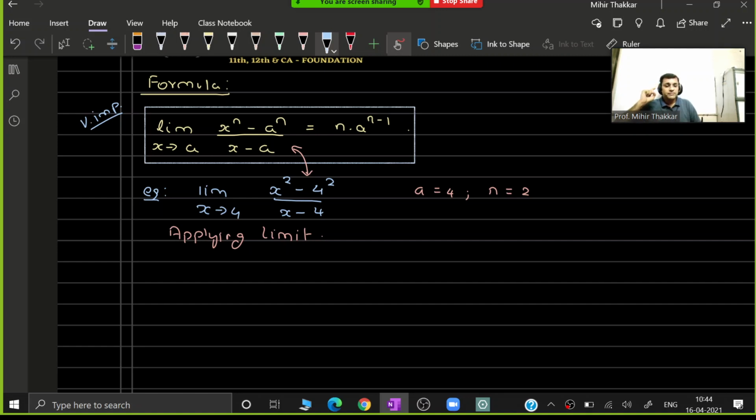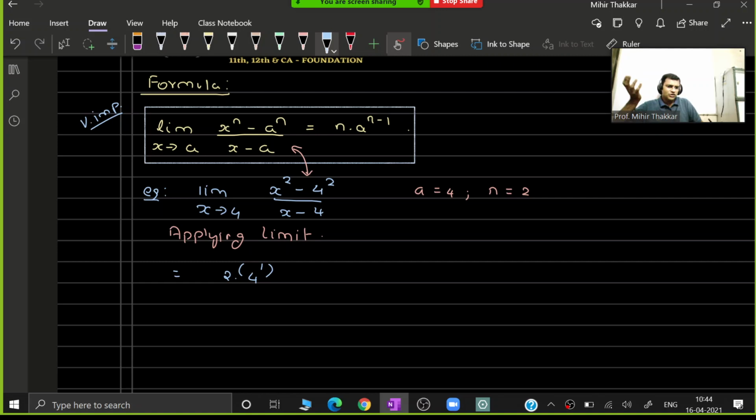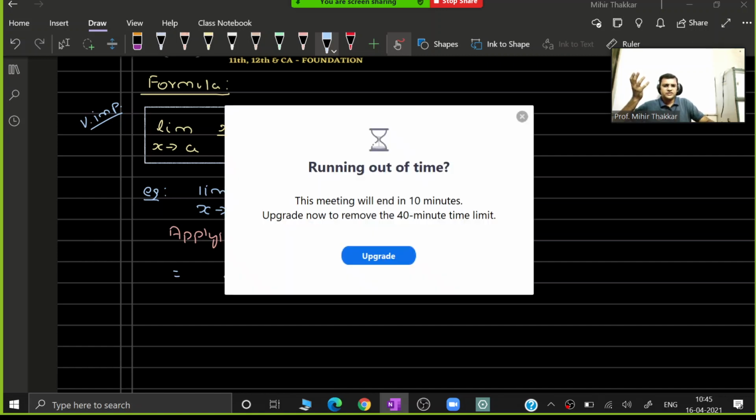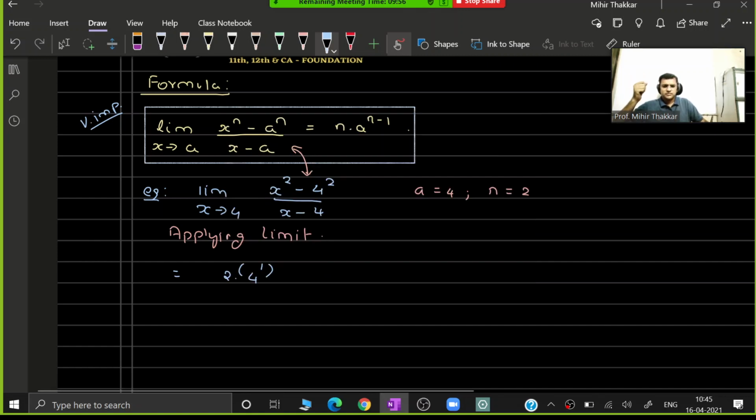So what is the formula applicable over here? It is n into a raised to n minus 1. If you use this, you will get a very easy answer. It is 2 into 4 to the power 2 minus 1, which is directly equal to 4 to the power 1. If you write the power as 1, it's your choice. If you still don't write the power as 1, it's still okay because it will not make a very big difference. So the answer comes out to be 4 times 2, which is equal to 8. A very easy example.